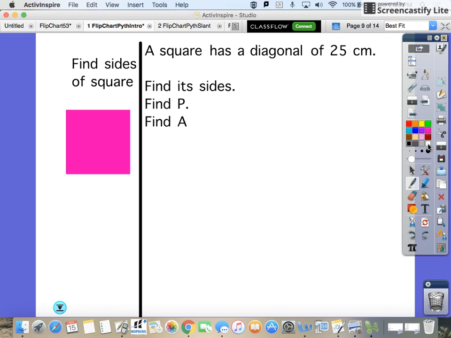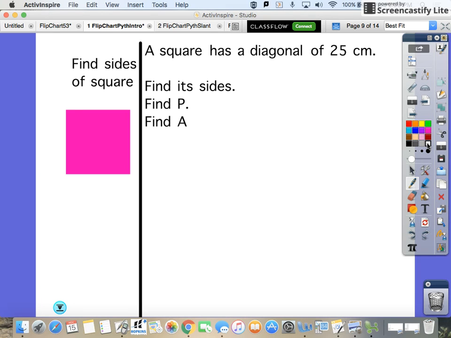This is the worst example, I'm not gonna lie. This one is where students get tripped up the most, so please feel free to pause, rewind, ask questions, watch it again, whatever it takes. This one says a square has a diagonal of 25 centimeters.